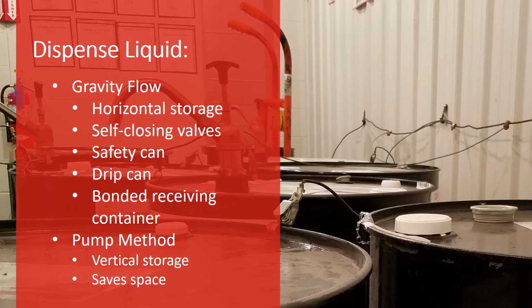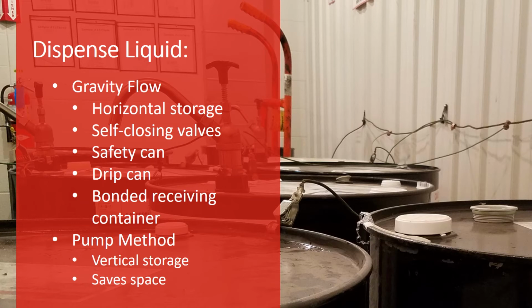Transfer of flammable liquids refers to their removal from storage to where they will be used. Liquids can be dispensed from drums by two methods: gravity flow for drums stored horizontally and pump methods for drums stored vertically. For gravity flow, liquids must be dispensed using self-closing valves.